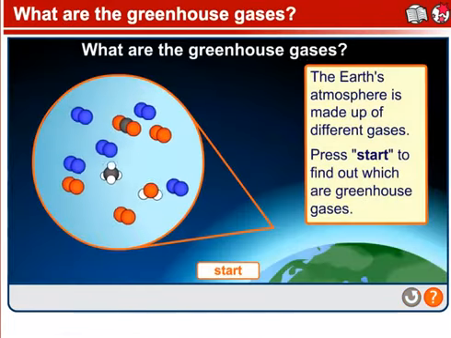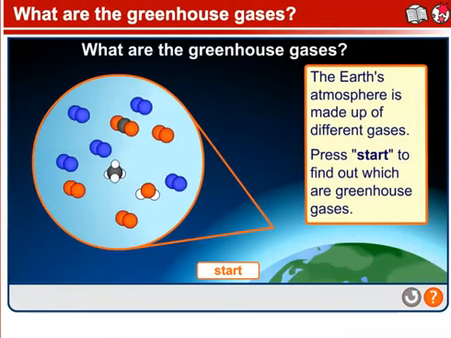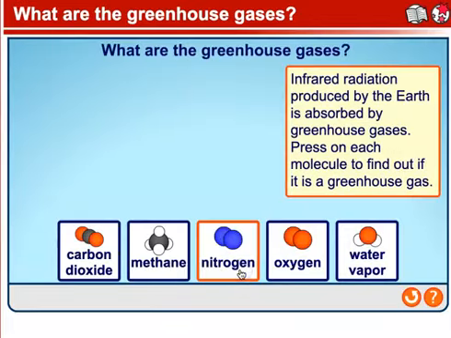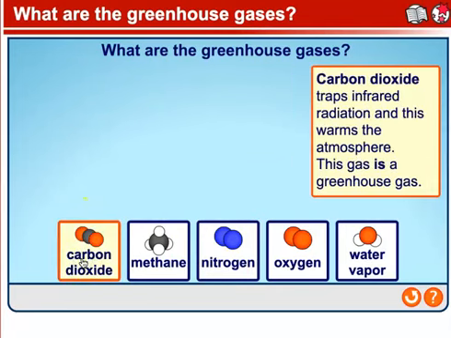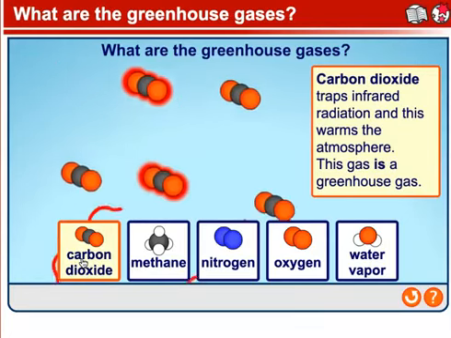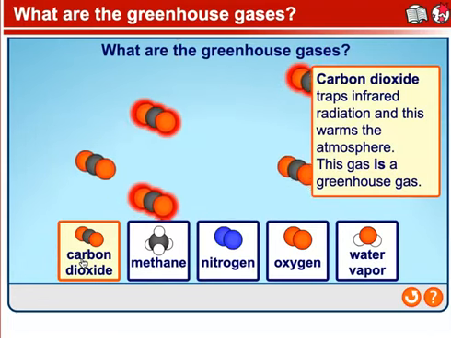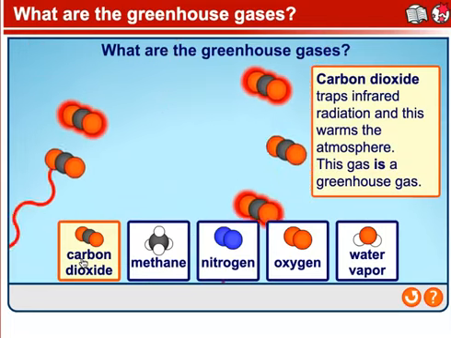So what are the greenhouse gases? The Earth's atmosphere is made up of different gases. We're going to explore a number of those different types of gases. Infrared radiation produced by the Earth is absorbed by greenhouse gases. Carbon dioxide. It traps infrared radiation, and this warms the atmosphere. So carbon dioxide is a greenhouse gas.